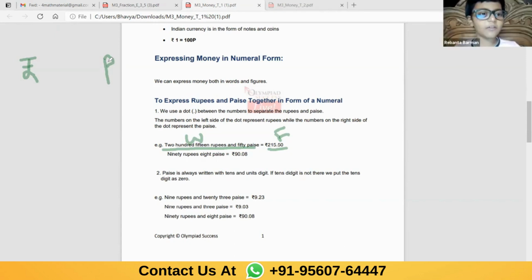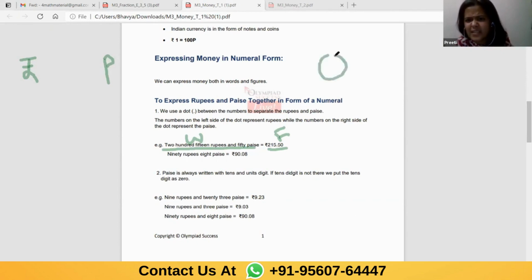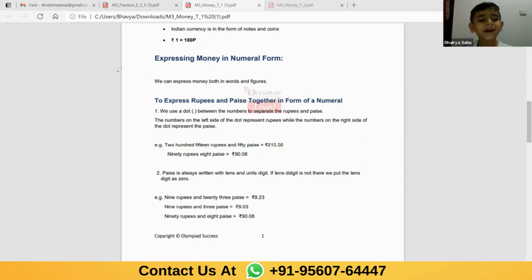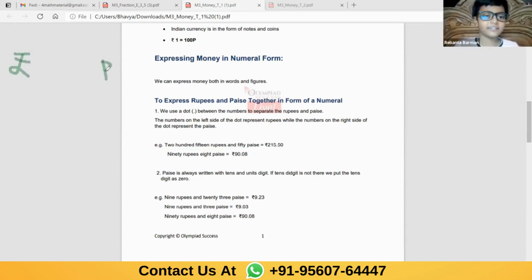Ma'am, what is the symbol of coin? There is no symbol for coin. This is the symbol of the money that we use. Coin is like a circle, or it can be a hexagon. It can be an octagon. I mean, different shapes are there. Yes, ma'am. Actually, I also saw the old 20 rupee coin. It was like a flower. Yes, there are different shapes.